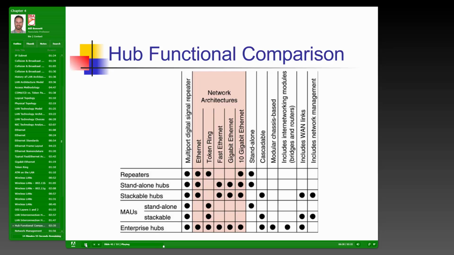So repeaters in the early days just had two ports, one on each side, but then they started to have multi-port repeaters, which really turned into hubs. And so then of course we looked at standalone hubs, stackable hubs, and enterprise hubs. We didn't really look at MAUs, but MAUs are very much like a hub. The only difference is that internally they have the structure to form the ring.